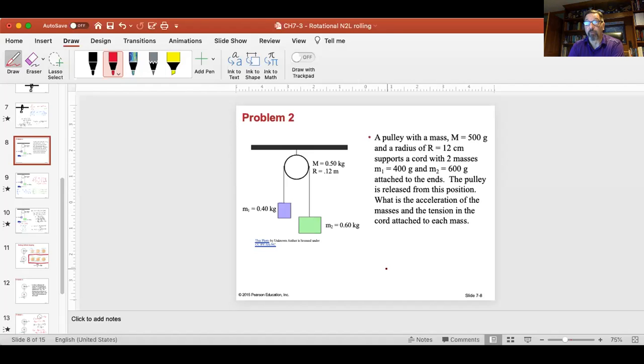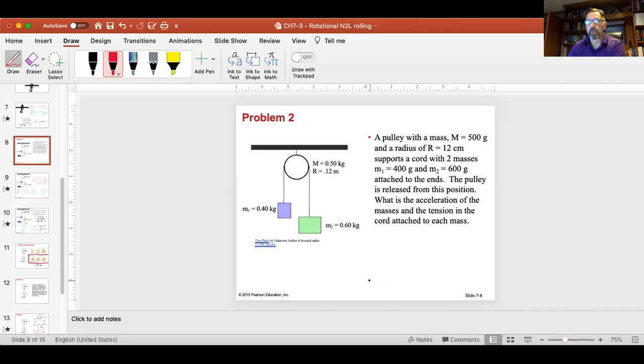Where I was going with that is, if you have a problem like this, make sure you understand what type of pulley it is. If it says something like a massless pulley, then it has no moment of inertia, and the tension on either side of it is the same. In a case where we give you the mass of the pulley, the tension on either side of the pulley is not the same, and that adds perhaps another unknown to the problem for you. Any questions on that? So just a new wrinkle.